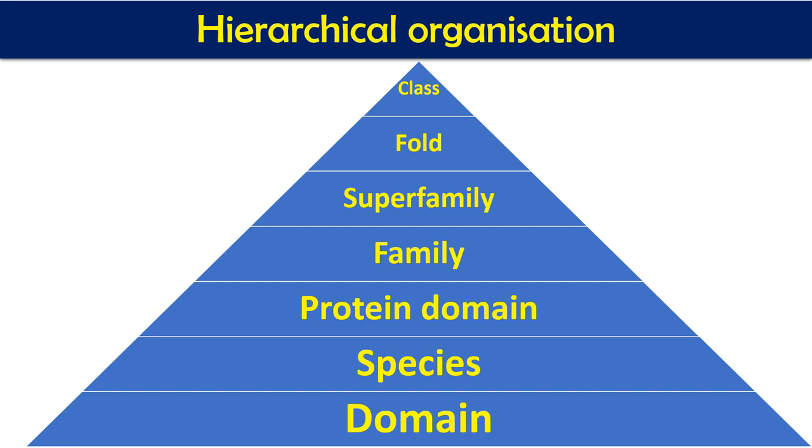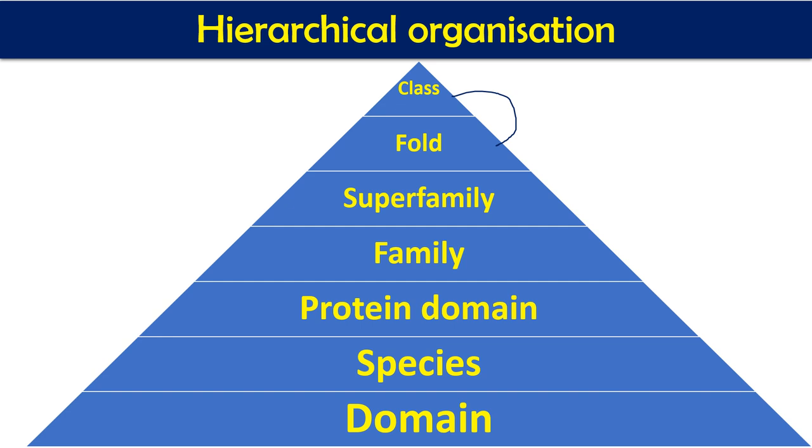Now when we are talking about classification, obviously there will be different hierarchies of classes and groupings. So in SCOP, we have different hierarchies. What are the hierarchical organizations? First, proteins are divided into different classes. Then those classes are divided into folds. So in one class, we have many folds.